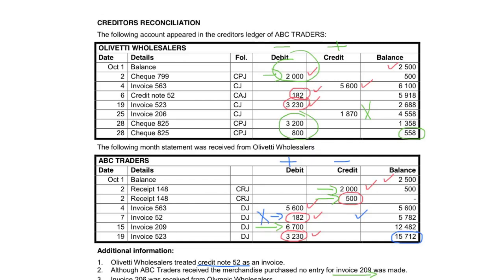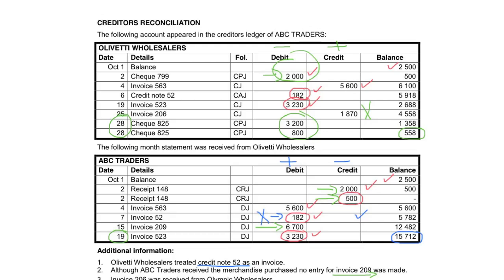Now, if we look at the dates, on which date were these checks issued? On the 28th. When did Olivetti Wholesalers end their statement of account? On the 19th. So it means that when they recorded the statement of account, they hadn't received those checks. So as soon as they receive the checks, they will record the 3,200 and the 800.